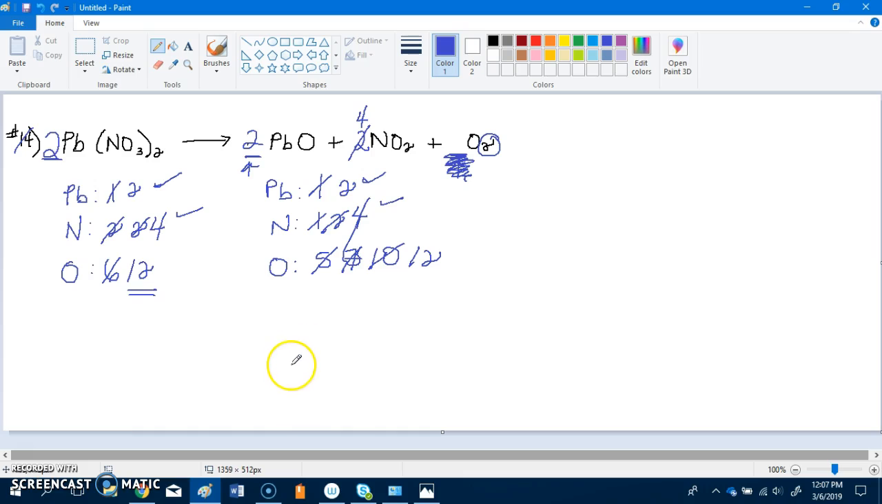Very, very challenging problem number 14. Not one you're going to see in a test, but definitely a fun puzzle to solve in chemistry.